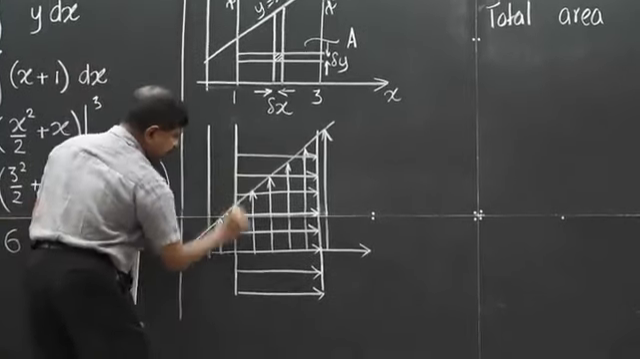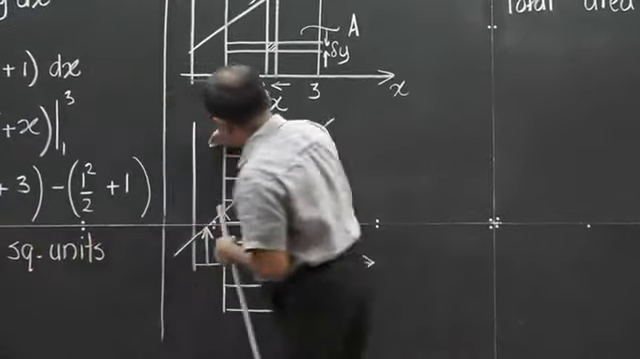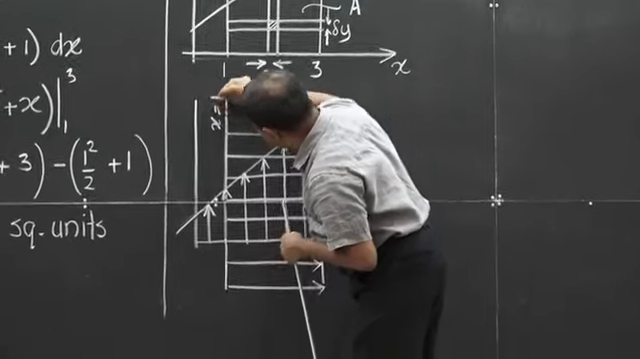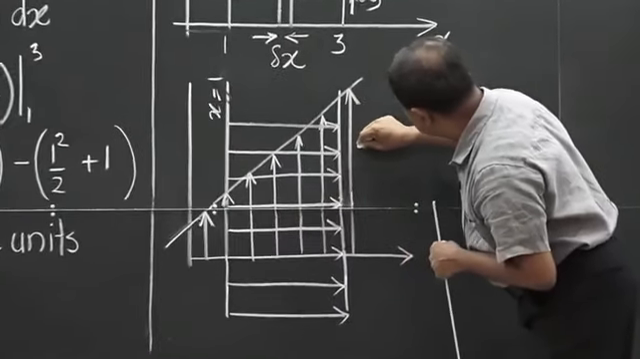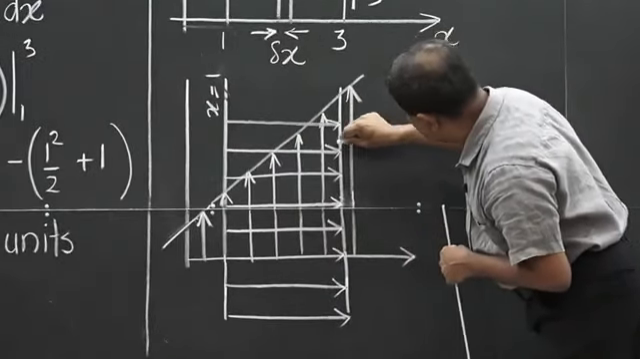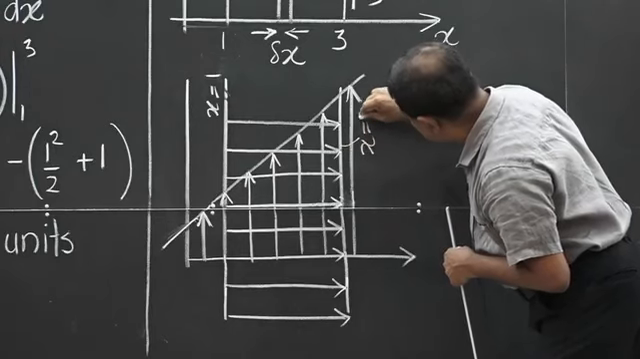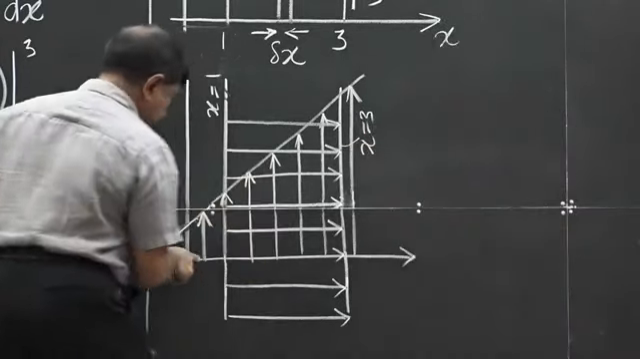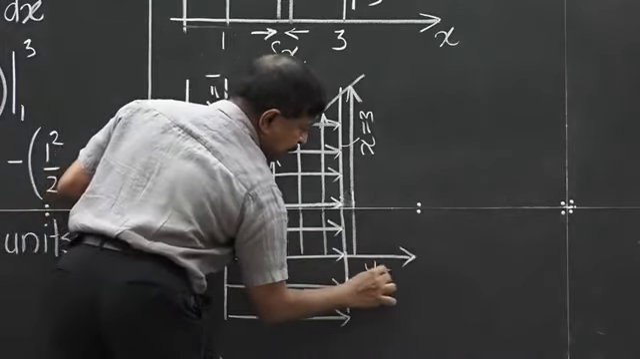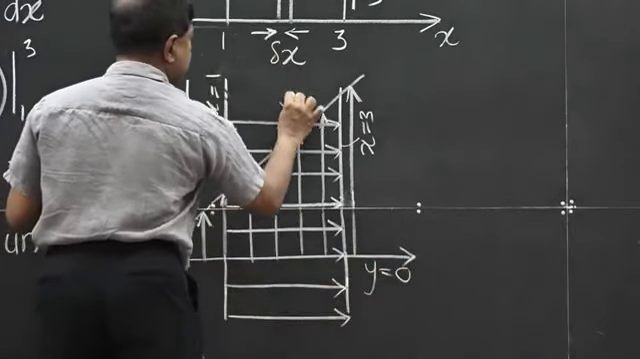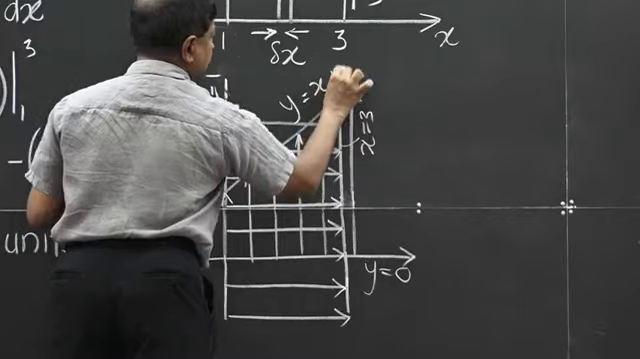This line is x is equal to 1, right. Let me write it here. X is equal to 1. This line is x is equal to 3. Here, this line. At the same time, this is y is equal to 0. This line is y is equal to x plus 1.